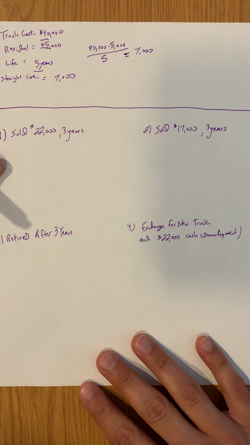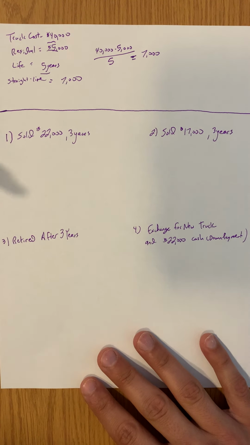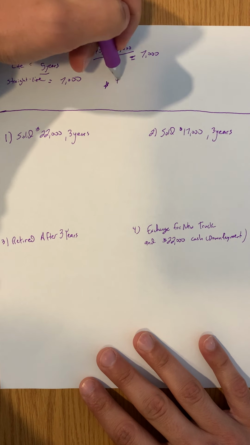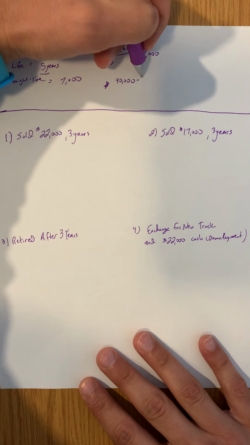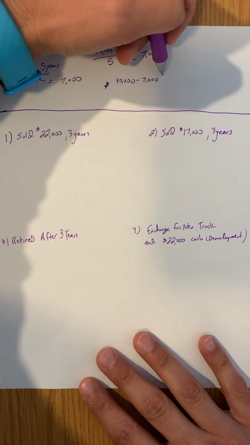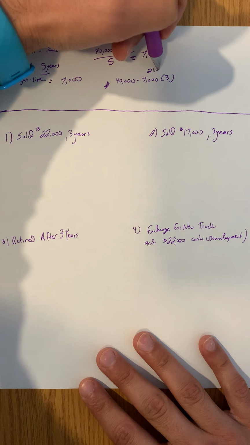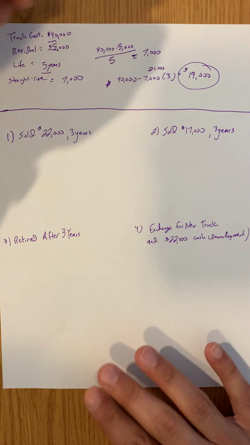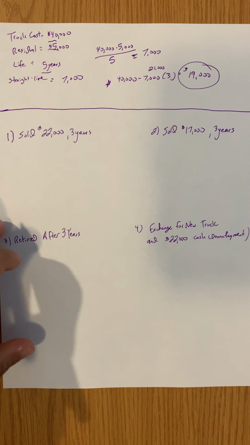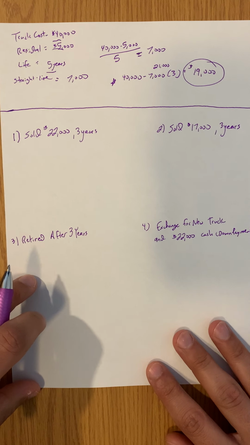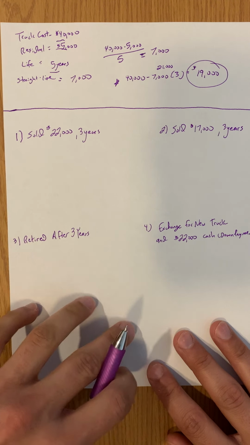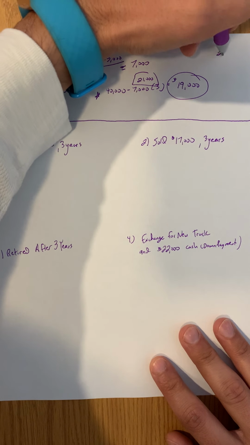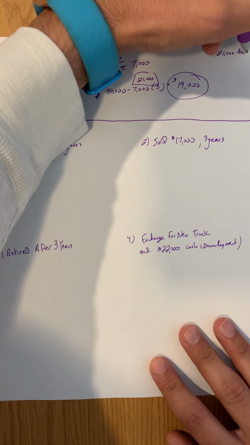The first thing we do is, all of these are at the end of 3 years. We want to know what our book value is at the end of 3 years. So our accumulated depreciation would be 7,000 times 3, which is 21,000. So we have 19,000 book value. That 19,000 is sitting on our balance sheet, and that 21,000 represents accumulated depreciation.